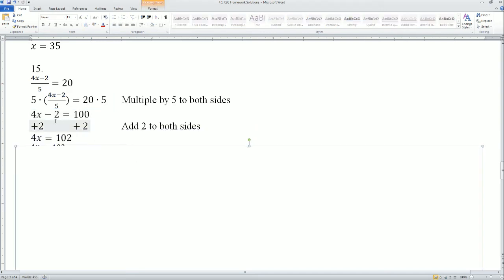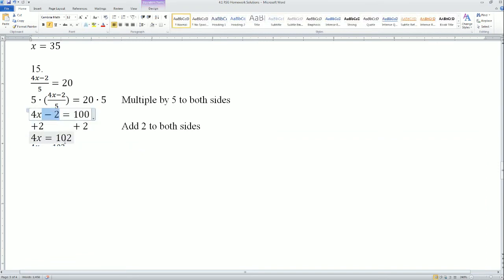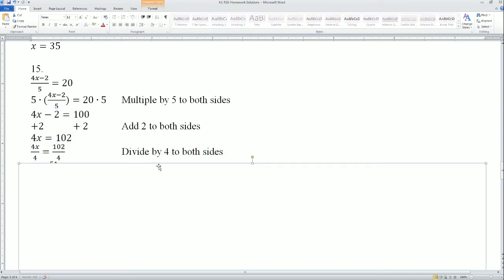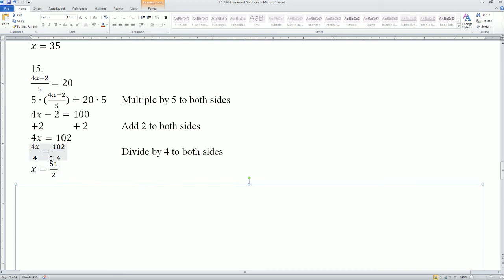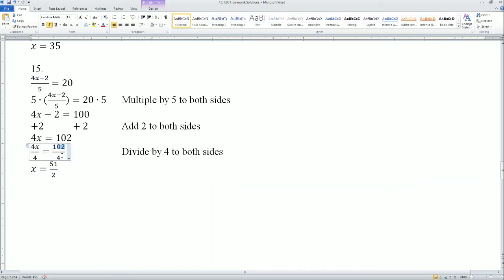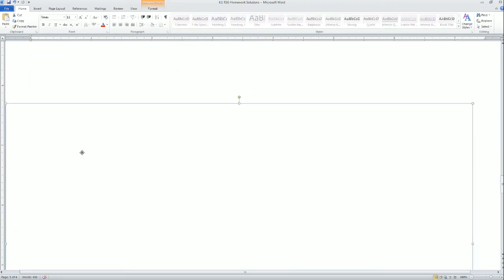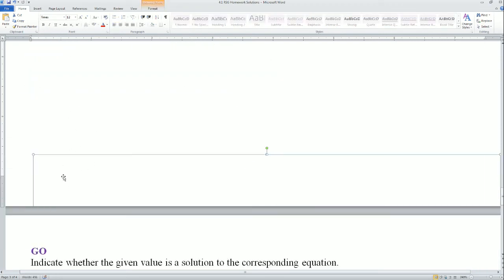Add 2 to both sides because I'm trying to get rid of that subtraction. Divide by 4. Divide by 4. X equals 51 over 2. That's what 102 divided by 4 simplified to. Okay. Alright, and is that it? Yep, that's it. Let's go to the Go part.